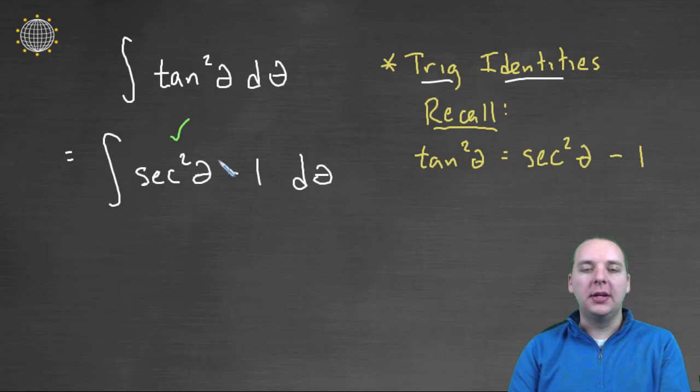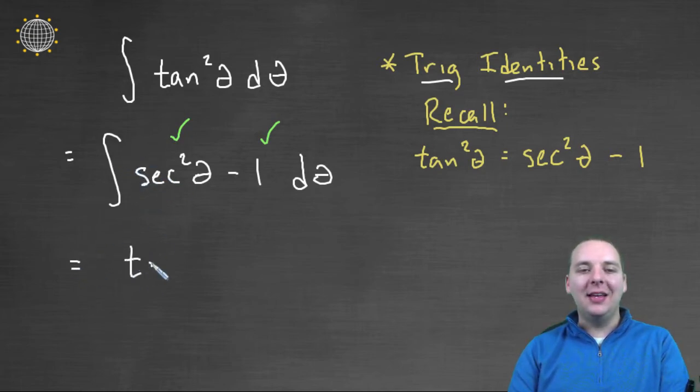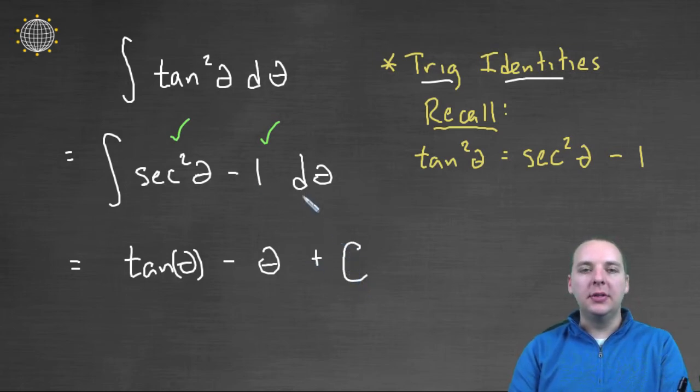That actually has a pretty nice integral. And I can integrate 1. That has a pretty nice integral. So by using a trig identity, I would get as my final answer tan theta, because the integral of secant squared is tangent, and minus, and then this would be a theta right here, because that's the integral of 1 with respect to theta, with a plus c.